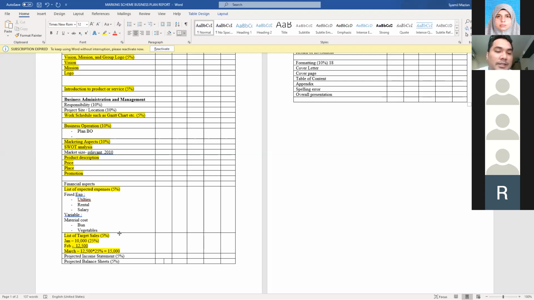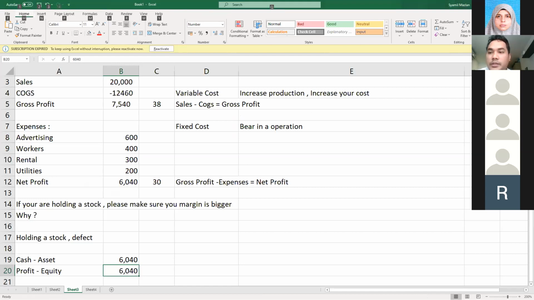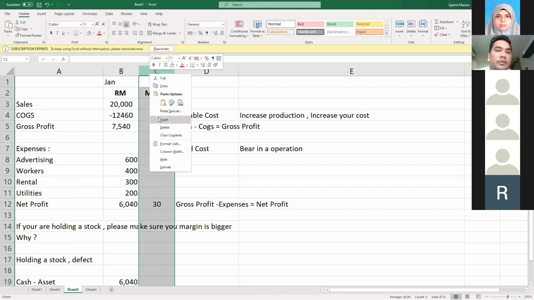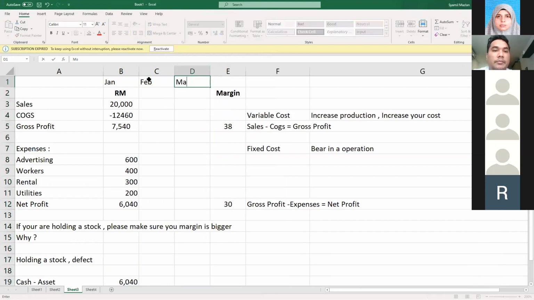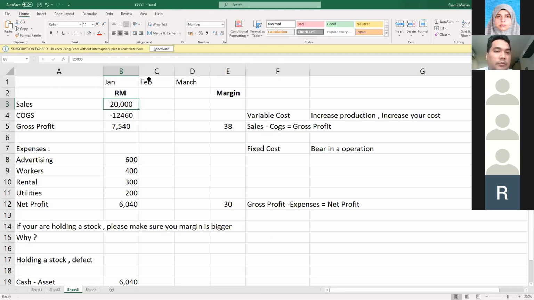And also the projected income statement. I've shown you the income statement before, right? And the balance sheet. For example, this is your income statement for January. Just put in February and March, for example, if you are operating for 3 months. The first criterion is the target sales, right? So you are increasing 25% from the previous month, 0.25 multiplied by the previous figure.